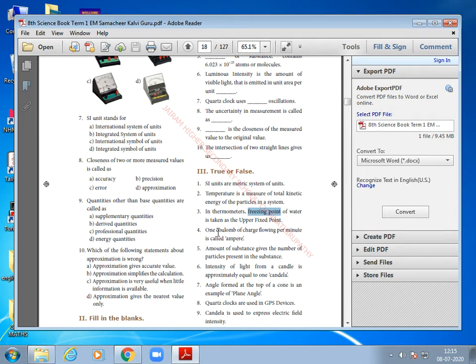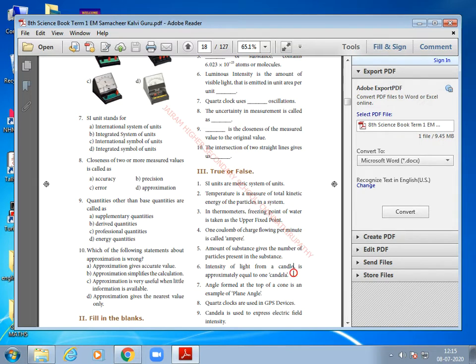Okay, next fourth one, 1 coulomb of charge flowing per minute is called ampere. This is false. Okay, instead of minute, what should we say? The correct statement is second. So the fourth question is also false. Okay, next fifth question, the amount of substance gives the number of particles present in the substance. This is true. Fifth one also true.